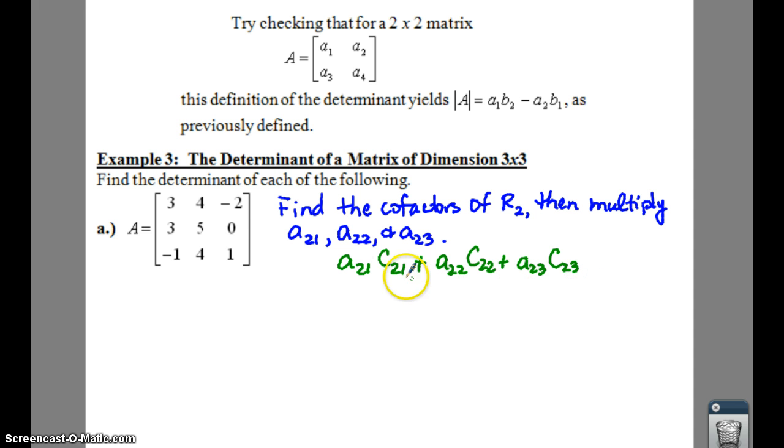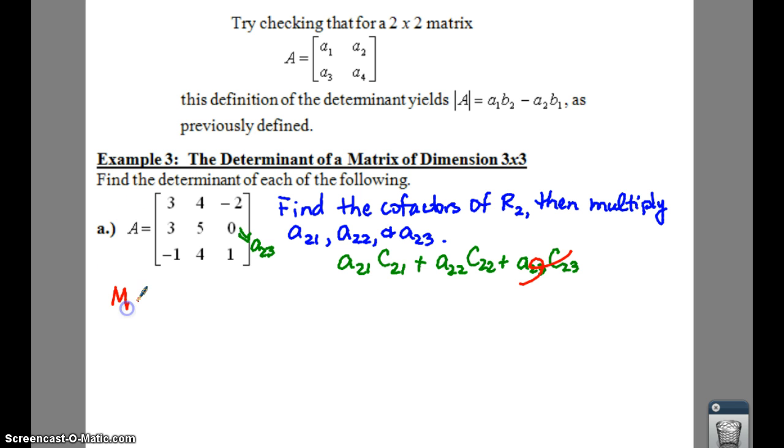The reason we're going to do that is because this 0 right here is a sub 2 3. If you plug a 0 in for a sub 2 3, then 0 times anything is just 0. That's going to make our life a little bit easier. So all we really need to do is find our cofactors of row 2 column 1 and row 2 column 2. Before you can find your cofactors, you need to find your minors.